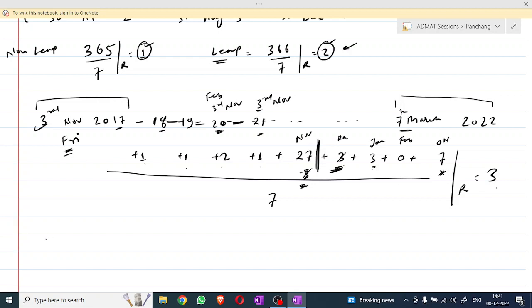So from Friday, the first shift is Saturday, the second shift is Sunday, and the third shift will be Monday. According to my reference, this day is supposed to be Monday. This day is Monday.